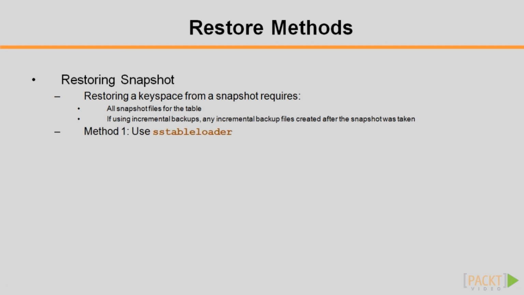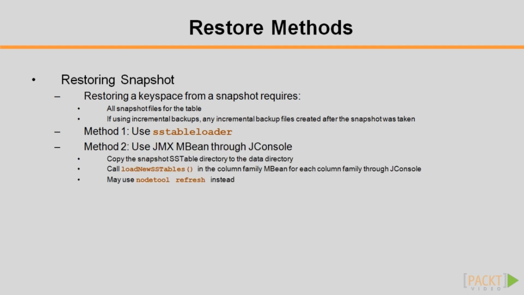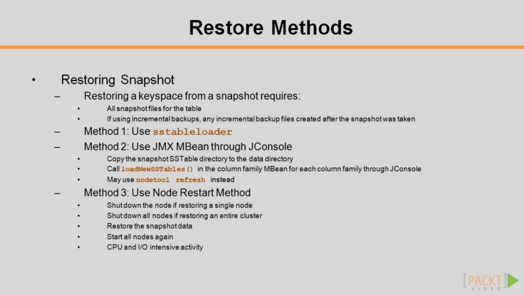Cassandra supports several methods of restoring snapshots. Method 1, the SSTables in the snapshot files can be imported into Cassandra by sstableloader. Method 2 is to copy the snapshot SSTables into the data directory and use the JMX MBean to load SSTables by calling the loadNewSSTables operation in JConsole. Nodetool refresh may also be used instead. Method 3 is the node restart method. It must be performed offline, meaning that all nodes involved must be shut down during the recovery. Then copy the snapshot SSTables into the data directory and start the relevant nodes again. Beware that this is a CPU and I/O intensive activity.